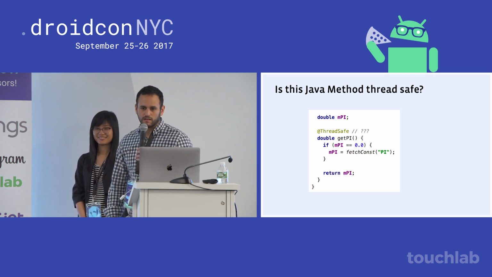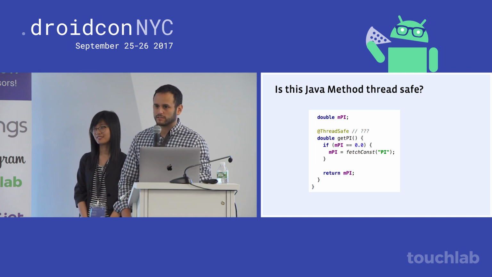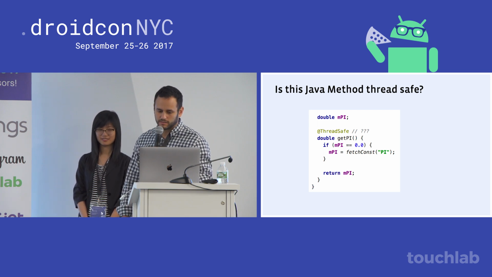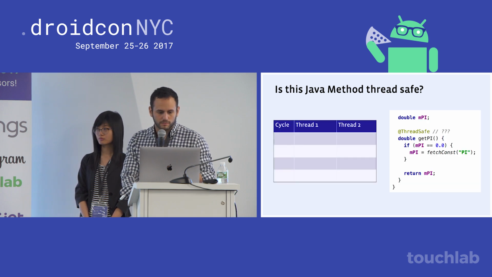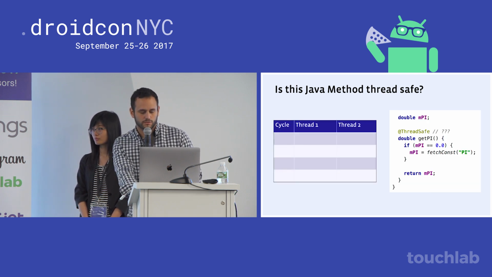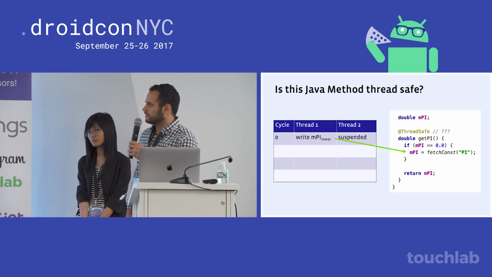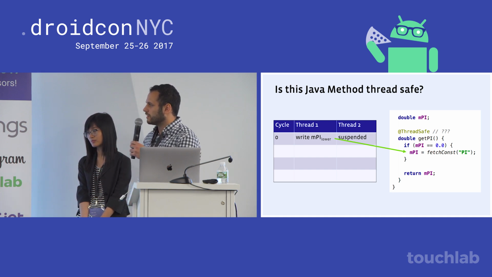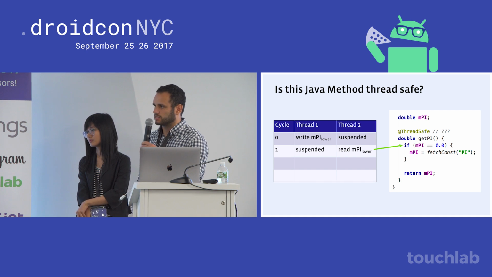Yeah, that's correct. So all Android devices, as far as I know, are 32-bit VMs. And so that means that reads and writes to doubles and also longs are not going to be atomic. So in other words, it's going to take 2 CPU operations to write to mPy. So to show where this becomes a problem, suppose you have 2 threads. And on the first cycle, thread 1 is going to call getPy and mPy is 0, so it goes on to calling fetchConst. And the first thing it's going to do is write half of mPy.